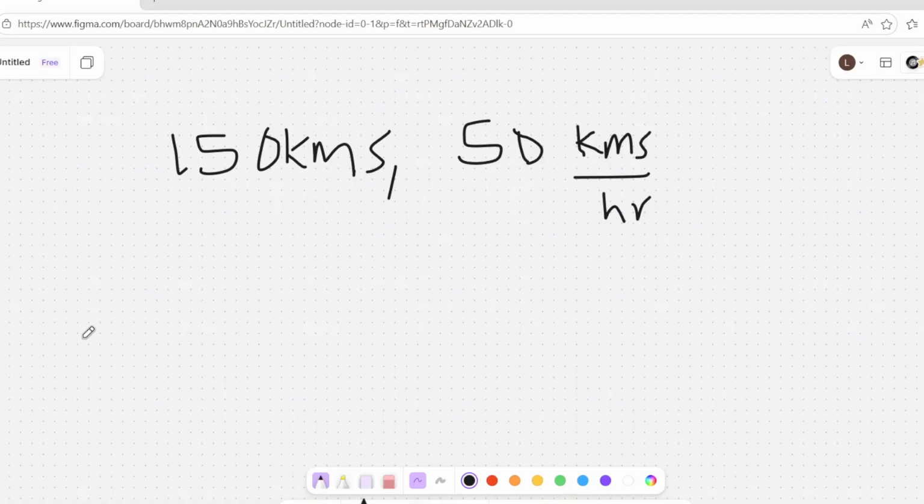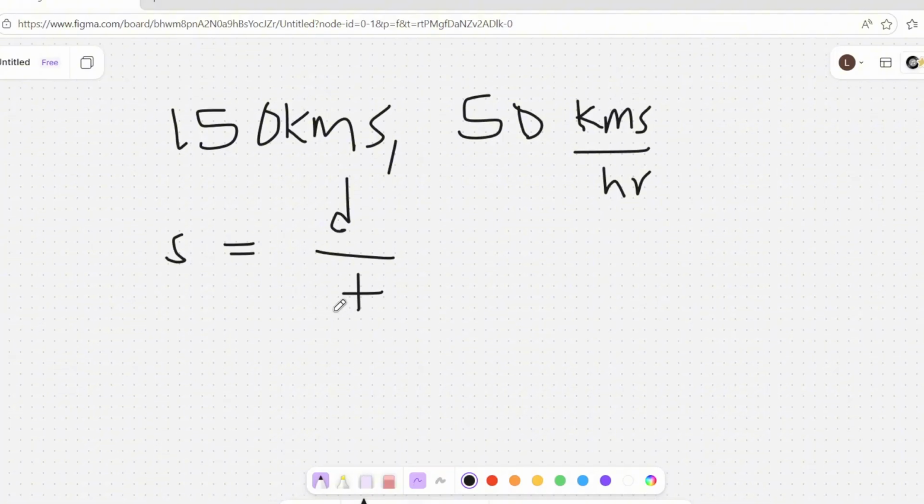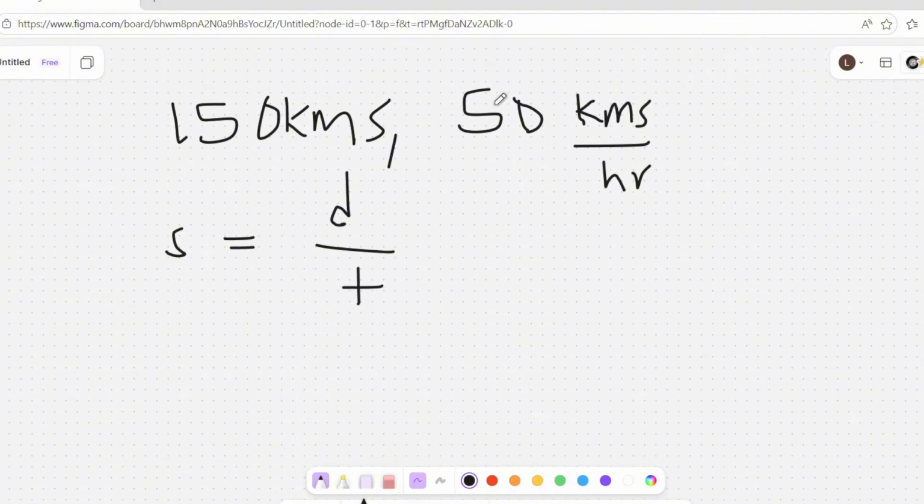By recall, and we will be discussing this in our future videos, the formula for speed is, let's just notate here, speed S is distance over time. For this one, we simply substitute directly, and since we need to find the time, we must cross multiply.